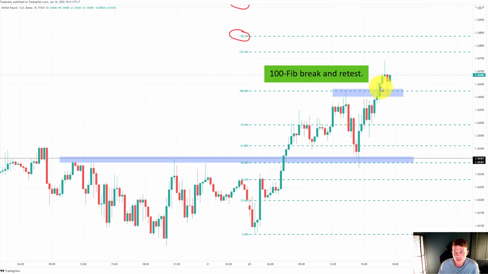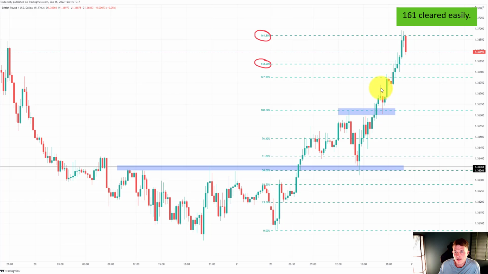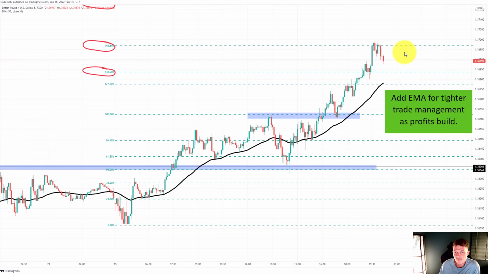So theoretically, if this is something that you're interested in, this could have been a second entry. And the market cleared 138, it cleared 161, and a little bit of a retracement is coming here. The market is moving lower. We could add the EMA 50 period to help us manage our trade. By the way, here's the theoretical entry. You could add the 50, and then as the trend progresses, you would trail your stop loss along the 50 to help you lock in profits as the trade unfolds.